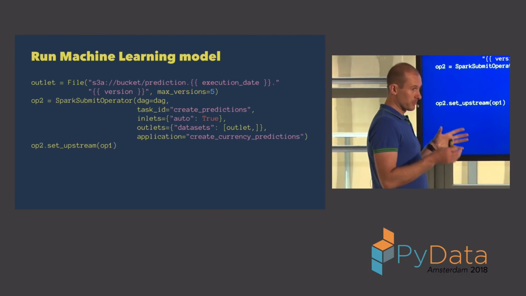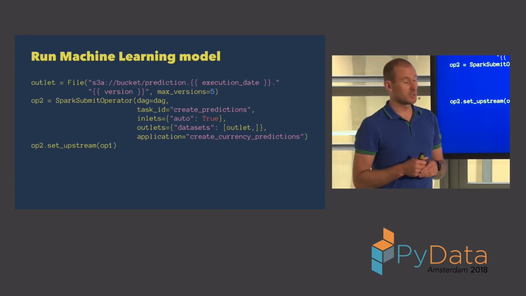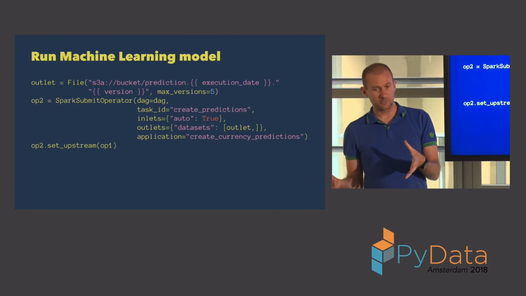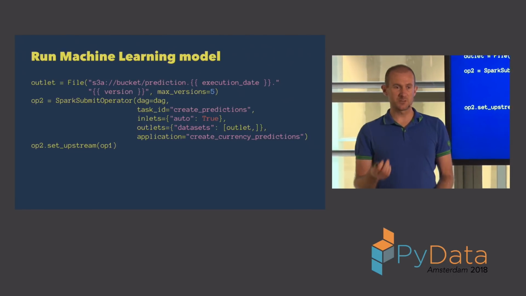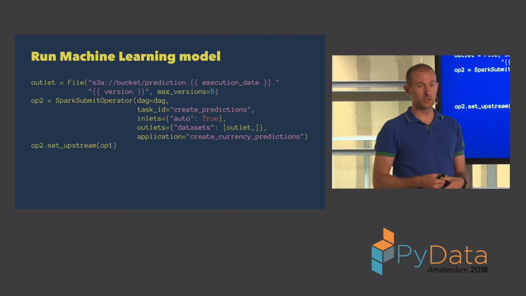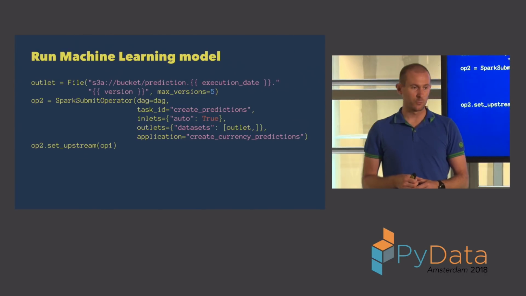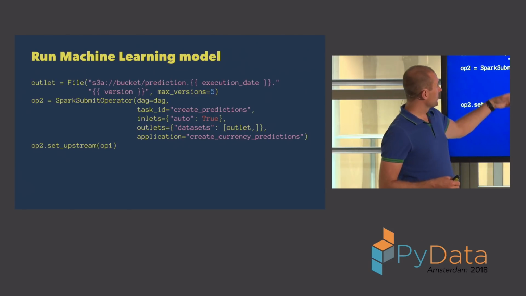Then secondly, we run the machine learning model. We assume it's just run in Spark. It's pretty simple. We have one outlet, because the interesting thing is Airflow is aware of the previous outputs. So you don't need to specify the inputs anymore, because if you say inlets are automatic, okay, sure, Airflow will pick those up and use them as inputs for your script. And the outlet in this case is determined.